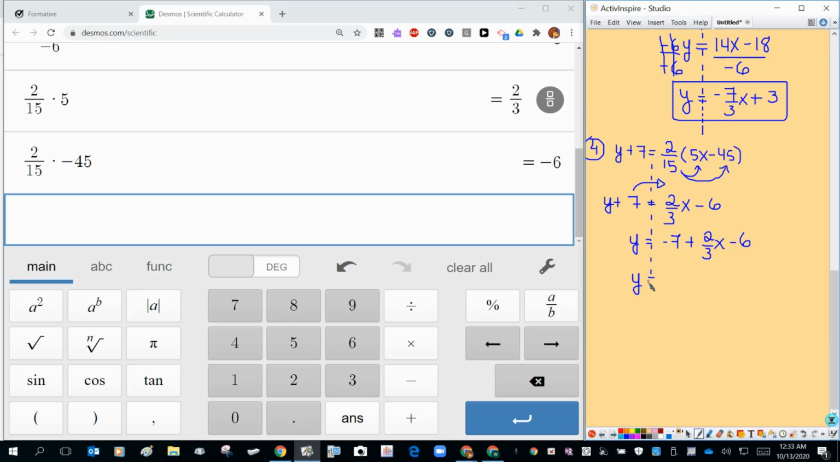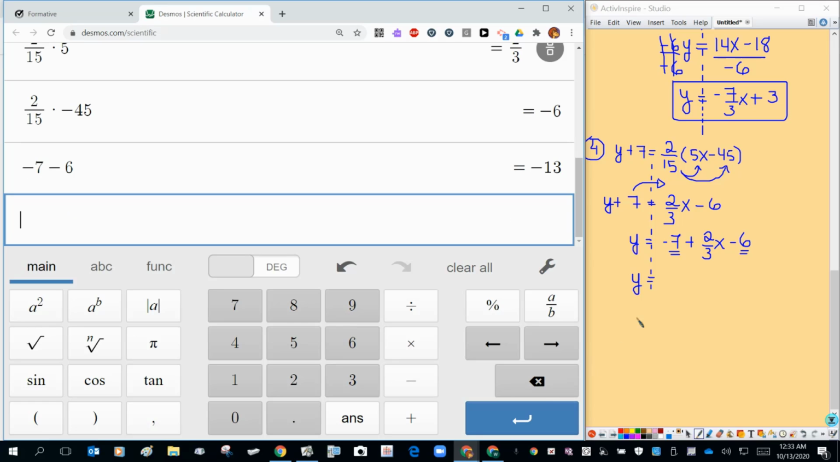Now I'm going to combine like terms. So negative 7 minus 6. So let's use a calculator. Negative 7 minus 6 gives us negative 13. So negative 13 plus 2/3 x. So there we go, is our final answer.